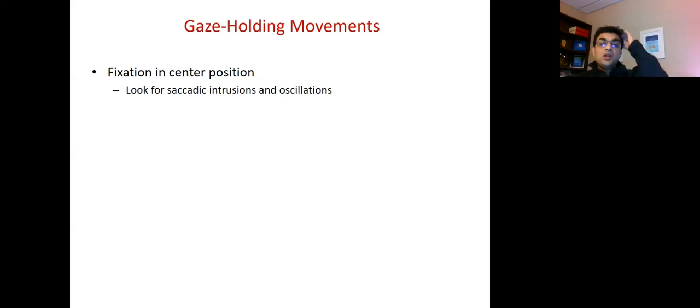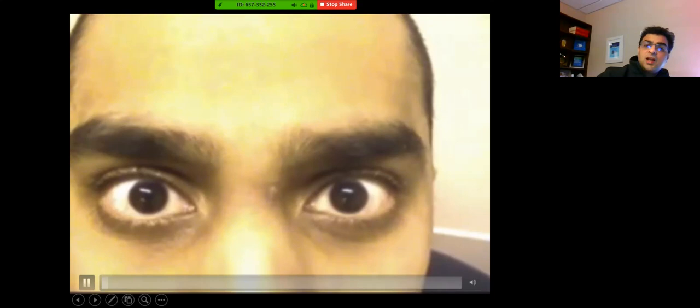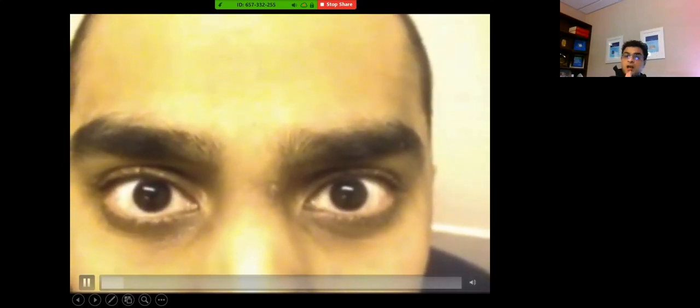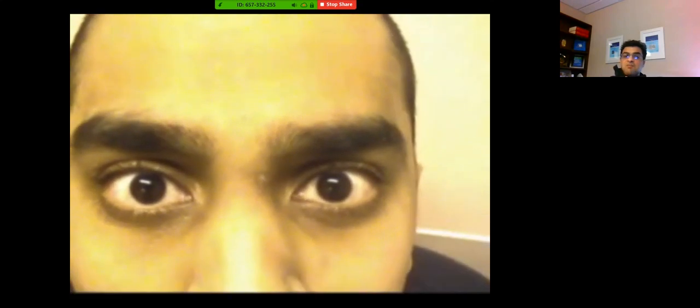As they're doing it, you look for certain kinds of eye movements. One of them is saccadic intrusions or some sort of oscillations. For example, in this patient, he has some sort of saccadic oscillation. He's looking at the target, but as he's looking at the target, as you will see, he has them back and back to back. And close your eyes gently. Movements, which... And open them up.